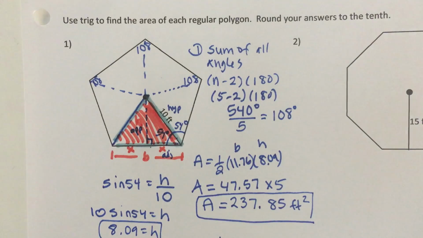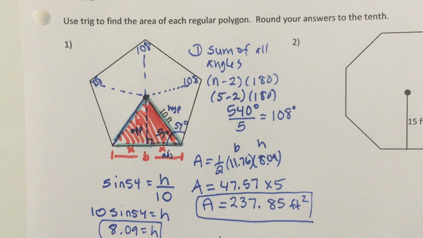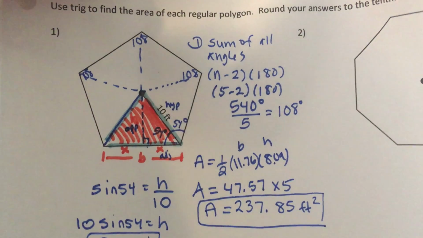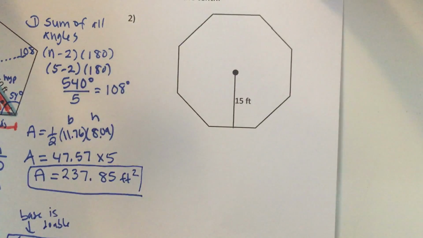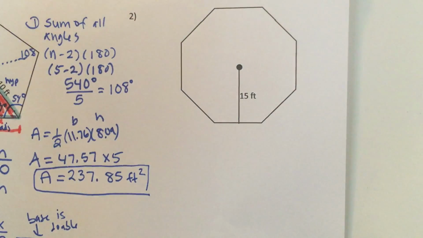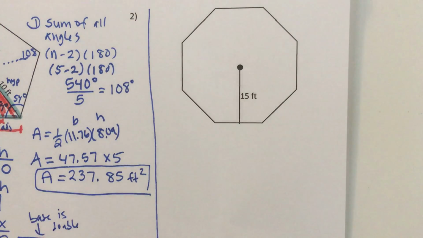All right, so you will have to do this on your own in the next homework, so make sure you really understand this and go back and check your work. So the next problem is an octagon. A couple of the steps are going to be exactly the same. Let me draw a line here.